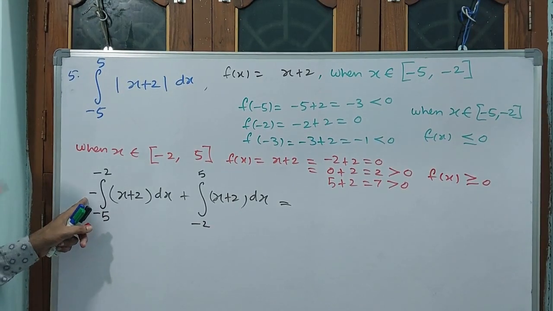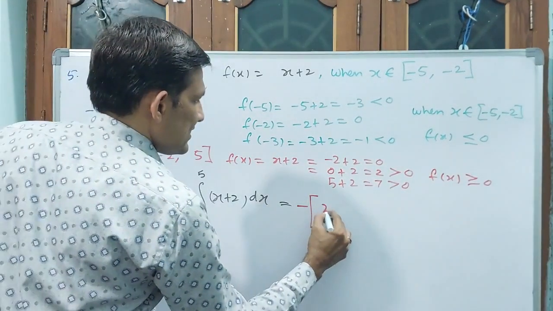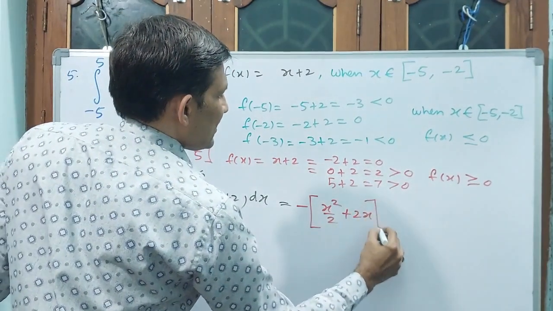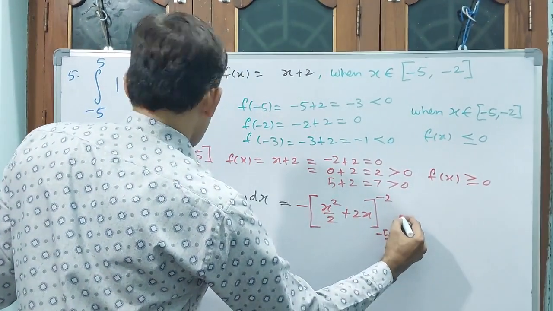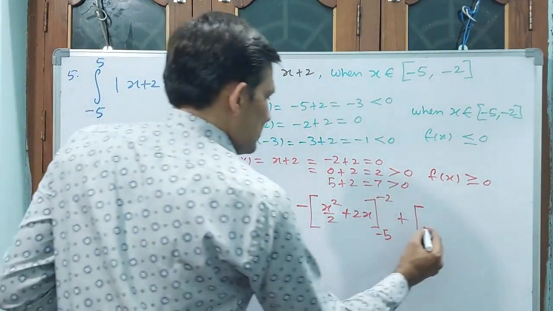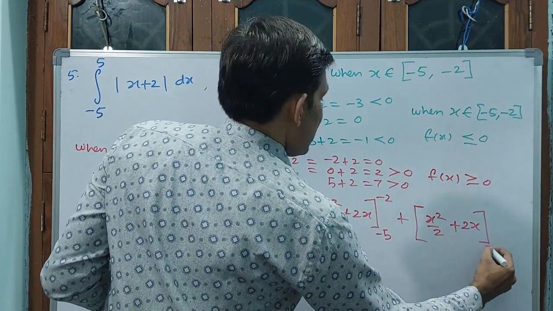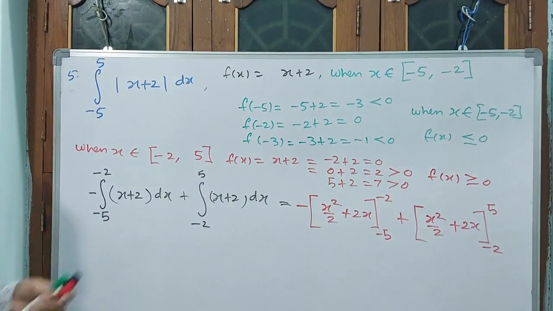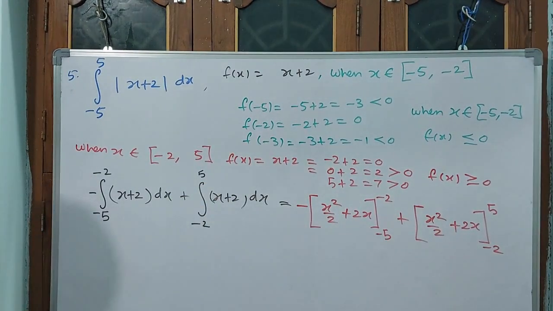Minus is there, you keep it: minus x square by 2 plus 2x, from minus 5 to minus 2. Okay? Again plus, this is plus. Same will come, x square by 2 plus 2x. But here minus 2 to plus 5. Okay? See, up to here okay, but now this calculation will take much time. Let me do the calculation. Okay? See what I am doing.